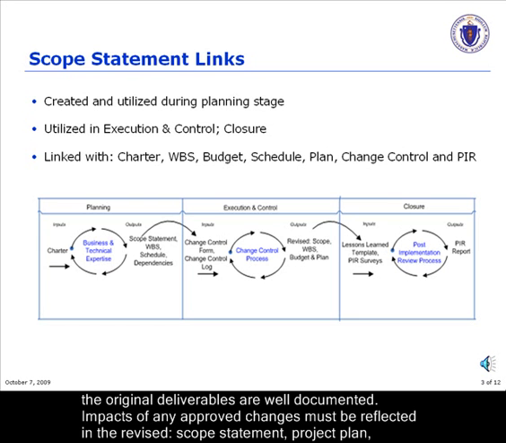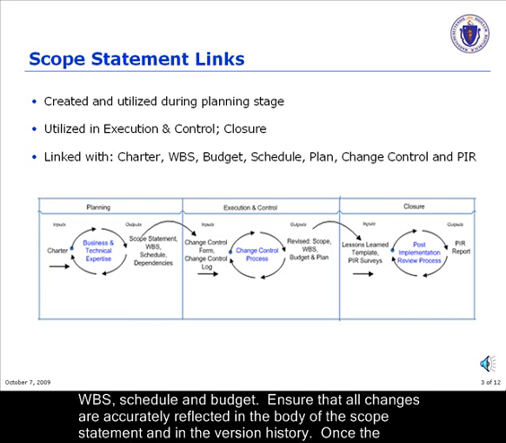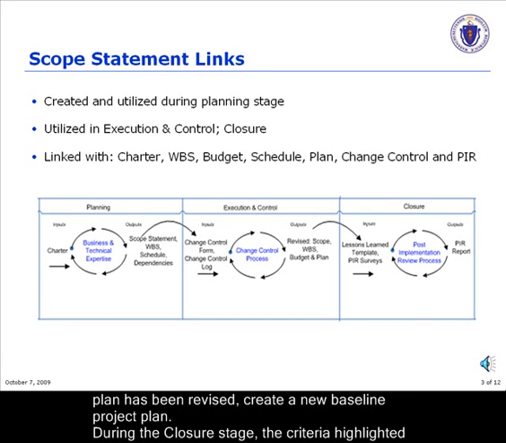Impacts of any approved changes must be reflected in the revised scope statement, project plan, work breakdown structure, schedule, and budget. Ensure that all changes are accurately reflected in the body of the scope statement and in the version history. Once the plan has been revised, create a new baseline project plan.